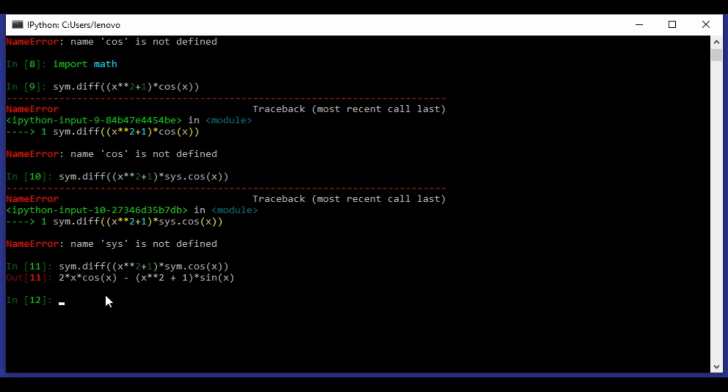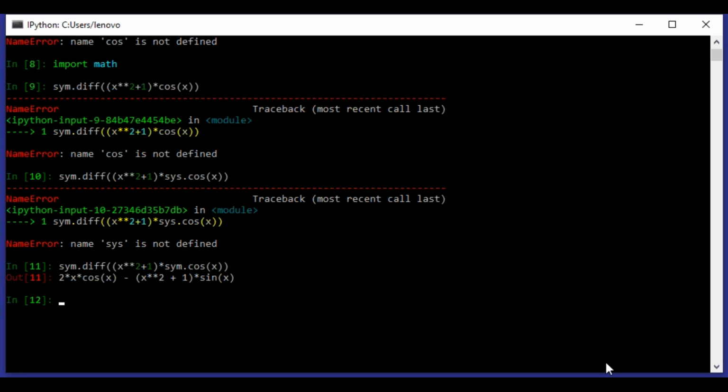Next we can consider another. That is, if our function whose derivative is to be found is of the form f of g of x, then we do the derivative like this: f dash of g of x into g dash of x.